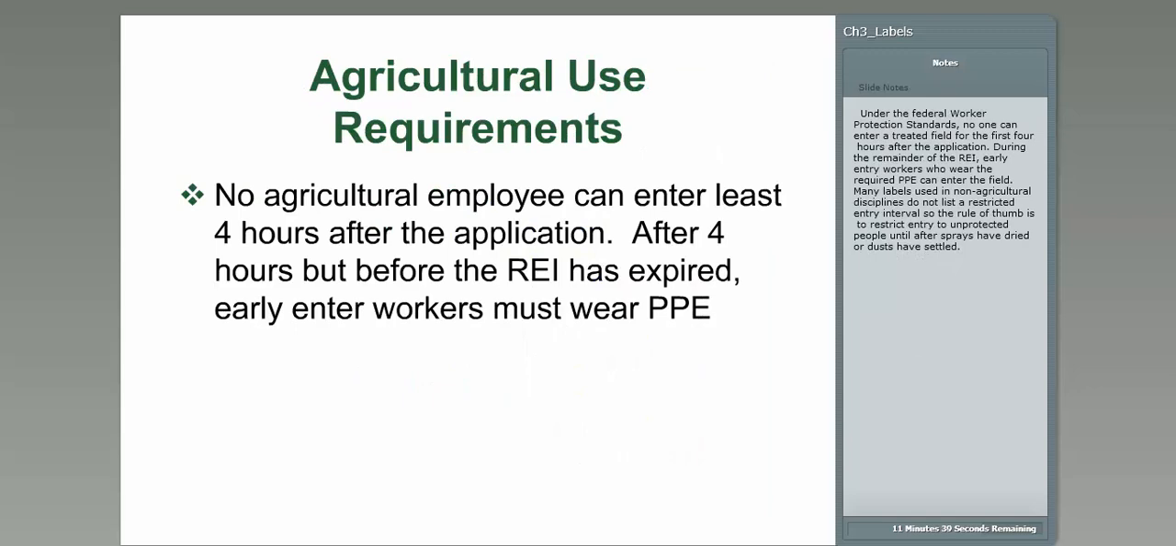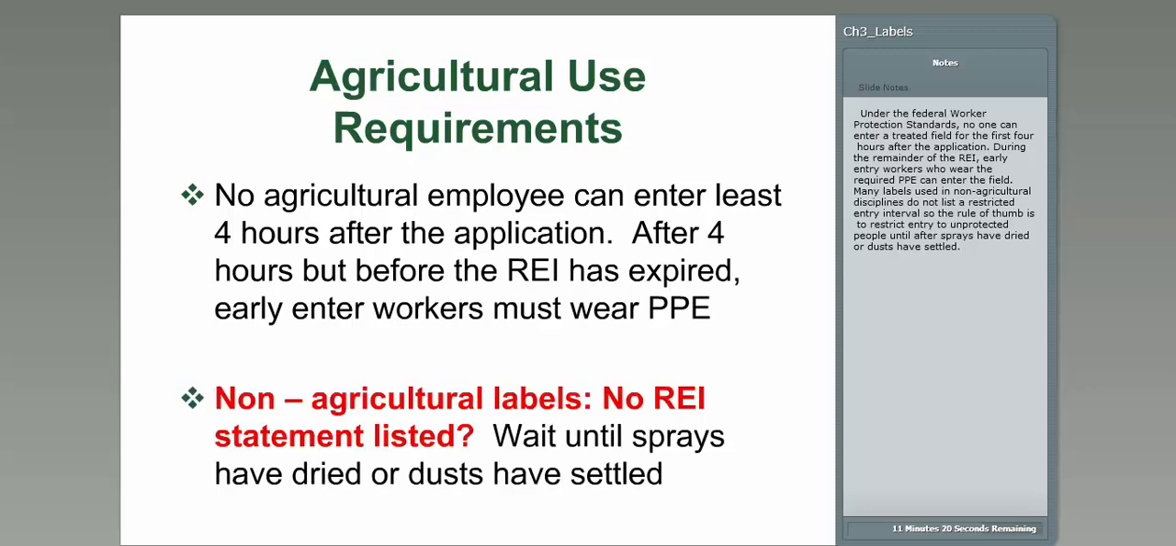Under the Federal Worker Protection Standard, no one can enter a treated field for the first 4 hours after the application. During the remainder of the REI, early entry workers who wear the required PPE can enter the field. Many labels used in non-agricultural disciplines do not list a restricted entry interval, so the rule of thumb is to restrict entry to unprotected people until after sprays have dried or dust has settled.